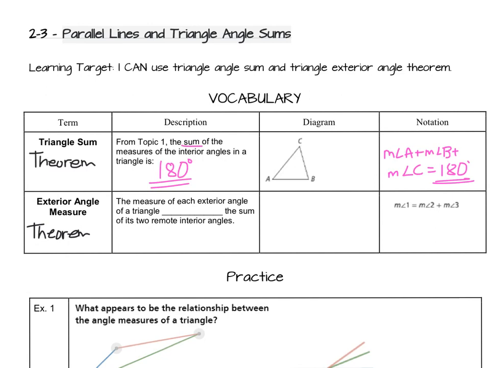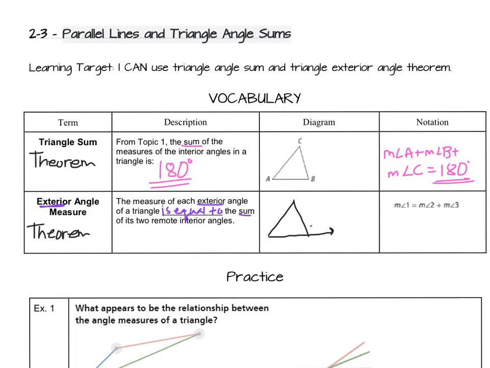Now the next one's going to be a little different. It's the exterior angle measure theorem. The measure of each exterior angle of a triangle is equal to the sum of its two remote interior angles. So that's a little bit trickier. What I want you to do for your diagram is draw a triangle, and it can look like the one up above, but then extend one of the side lengths. So if I draw it to look like the picture up above, I'm going to take my line and keep going off to the right.